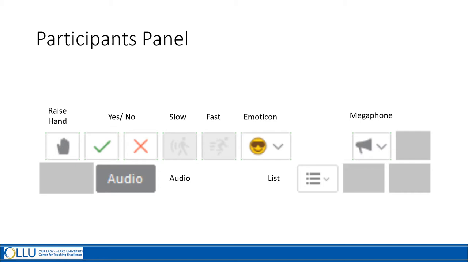The slow icon indicates that the speaker is moving too quickly. The fast icon indicates that the speaker is moving too slowly. The emoticon icon will allow you to include emotion. The megaphone icon will allow you to see how many people responded using one of these icons. The audio icon will allow you to test your audio. And the list icon will allow you to switch the way you see the participant list.